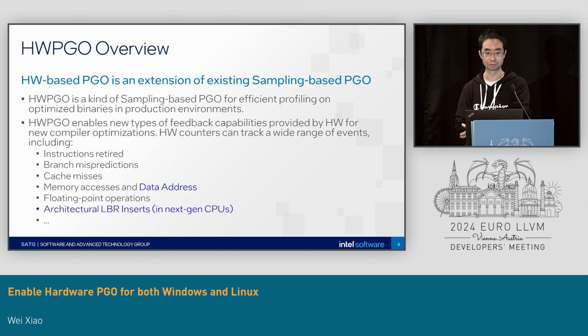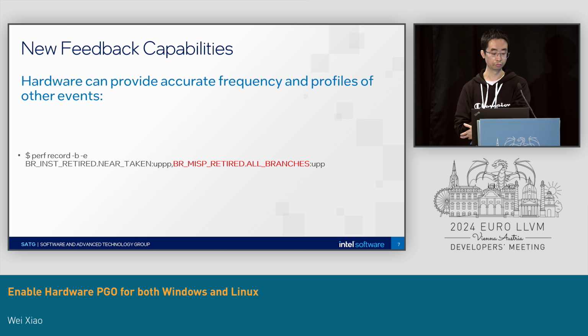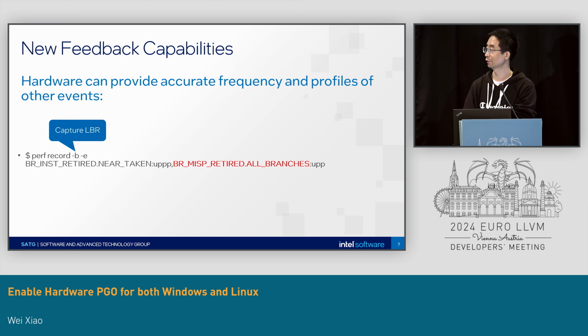Let me show you an example of such a new feedback capability. On Linux, if you run this perf command with -b, it will capture the LBR record, and we can add some event for traditional execution frequency with precise distribution. We can even add another event for misprediction, so we can do multiple events sampling at one time. Here is an example of the collected samples. As you can see, we sample both of them.